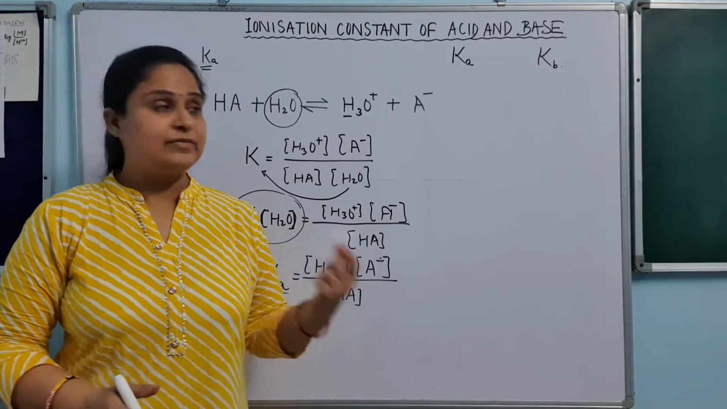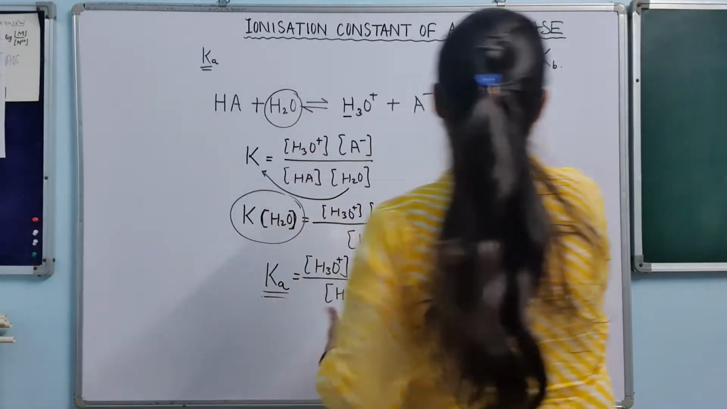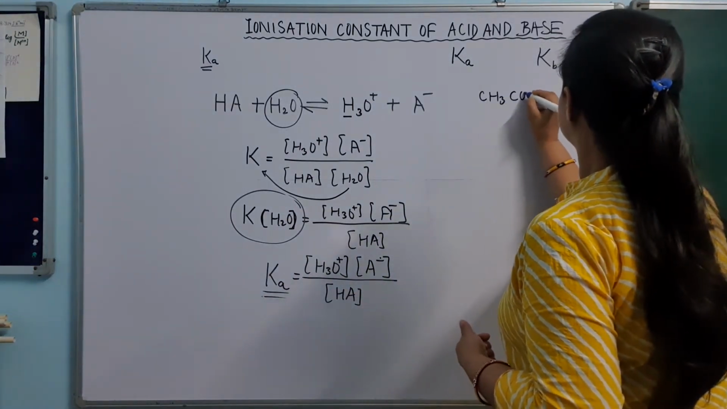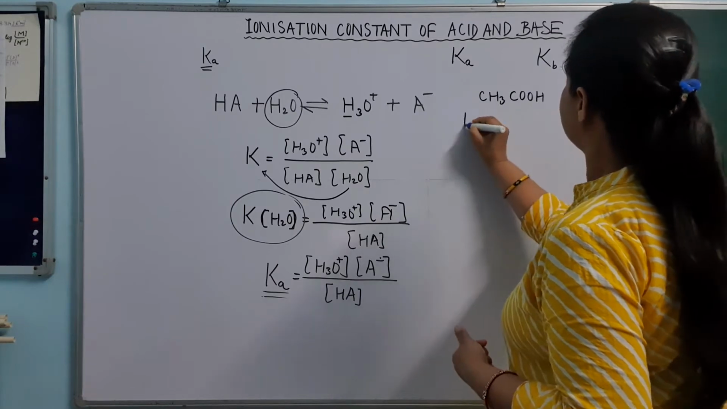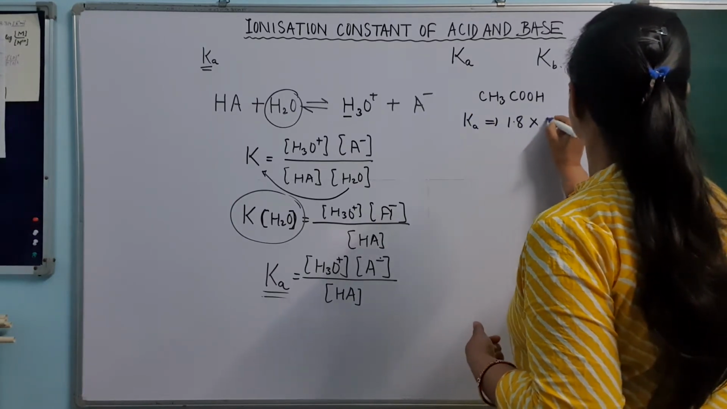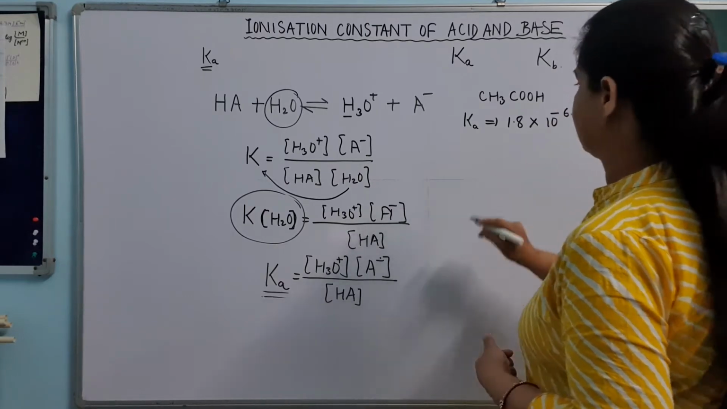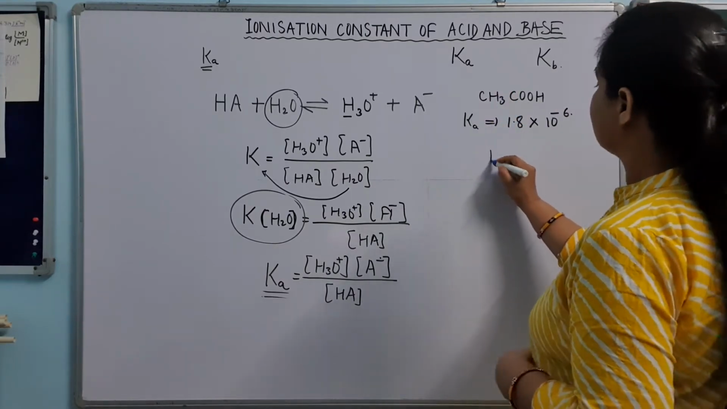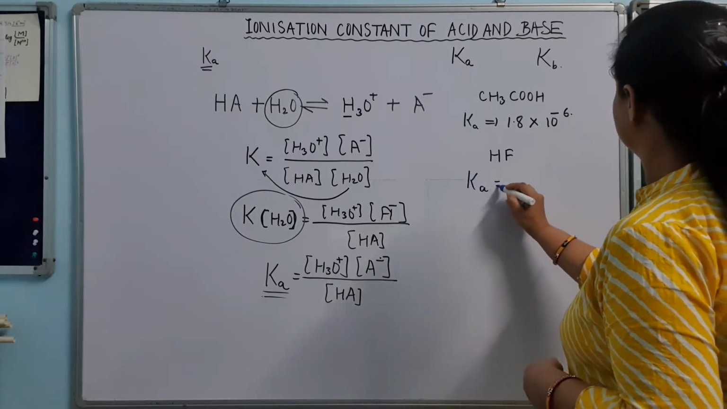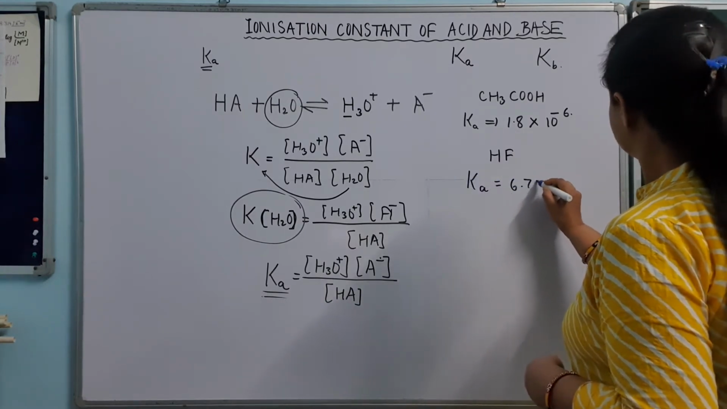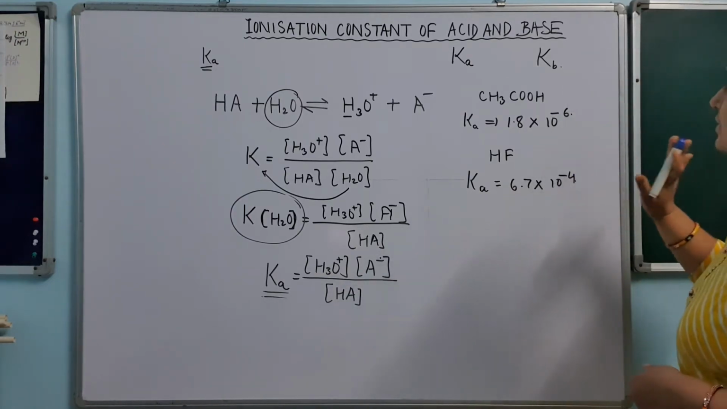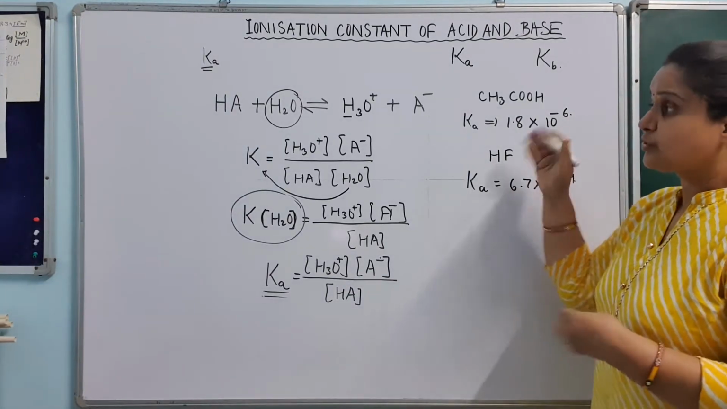So if I give you two acids, like I am taking acetic acid first, and the Ka value of acetic acid is 1.8 into 10 raised to power minus 6. So this is given to you. For another acid called HF, suppose the value of Ka is given to you as 6.7 into 10 raised to power minus 4. So these are the two values given to you.